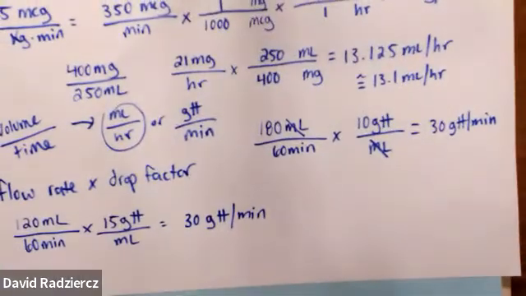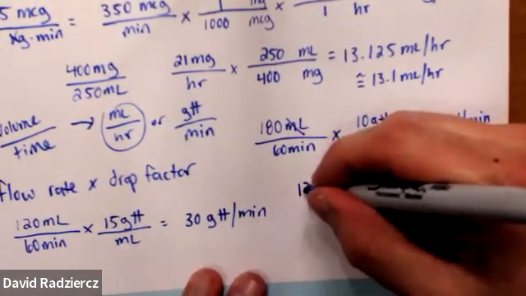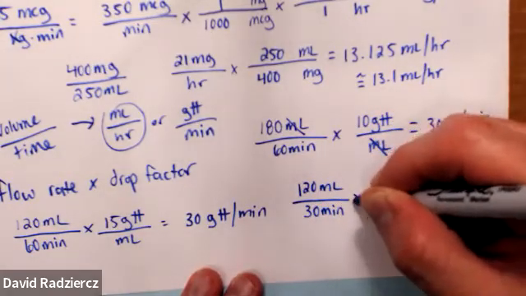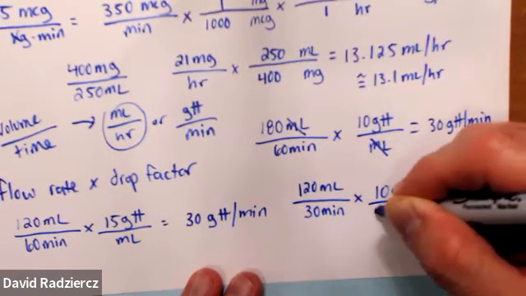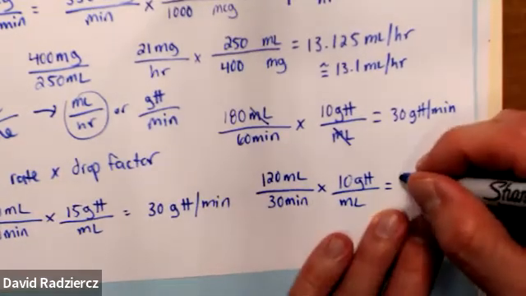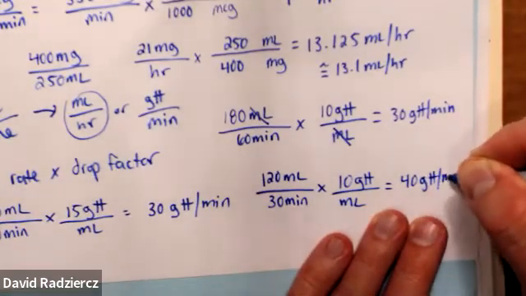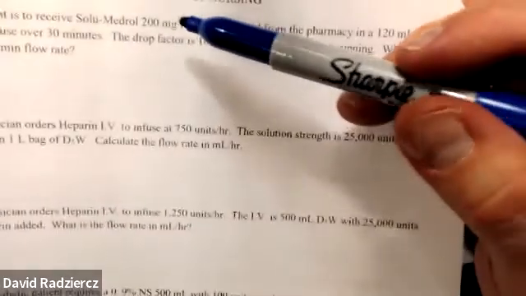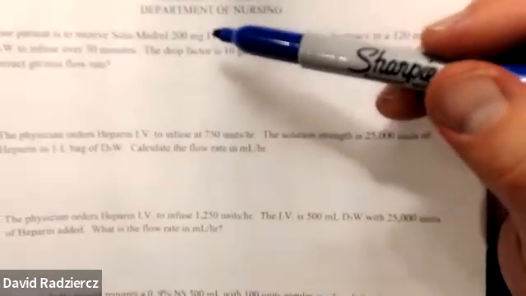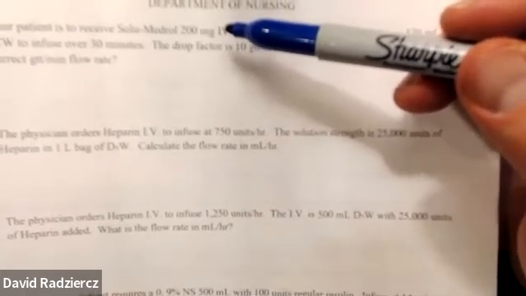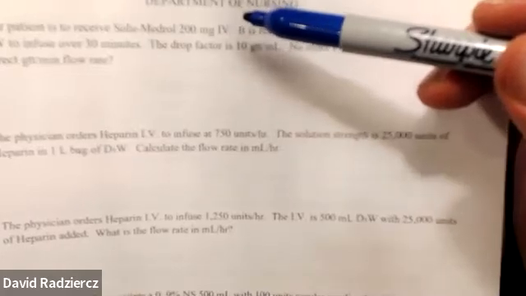So that's actually going to be, well, it's similar. It's 120 milliliters, and this time 30 minutes, times 10. And then when you do that, you get 40 drops per minute. I thought it was going to be 30 again, guys. So again, just pay attention to some of these that have extra information. They want you to be able to pick through some of that and make sure that you are able to differentiate the information you need.